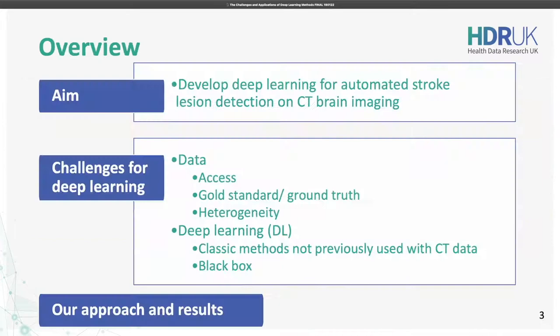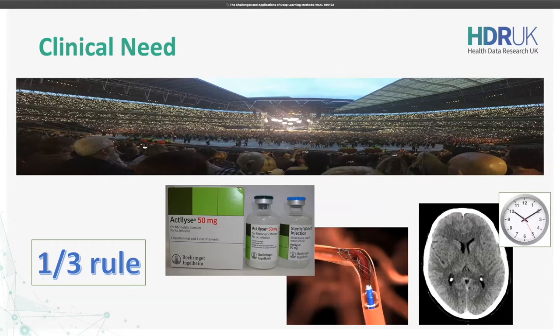Next to that, you can see a little cartoon showing thrombectomy, which is a process of going into the artery and actively pulling out the clot using a tiny device through a catheter. So that's the middle image.